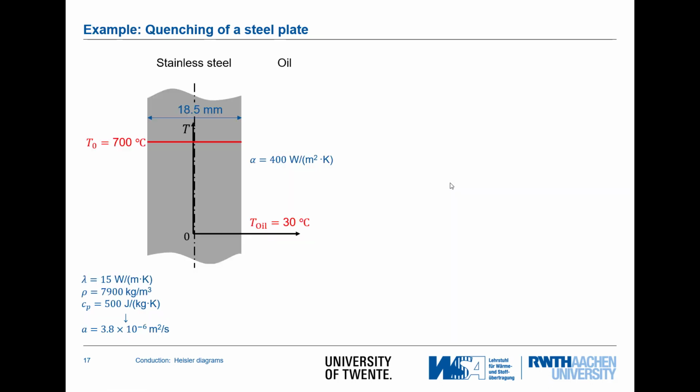Now let's finally, to the end of the lecture, look at a few examples. So we look at the quenching process of the steel plate. We have here our example from the initial slide. We have stainless steel here, we have oil on the other side. We have, of course, the properties of the steel. We have a heat transfer coefficient and the oil temperature of 30 degrees, steel temperature initially 700 degrees.